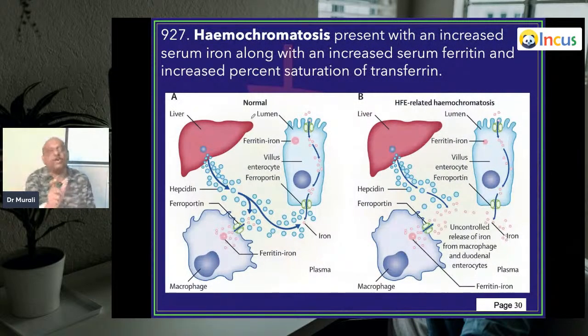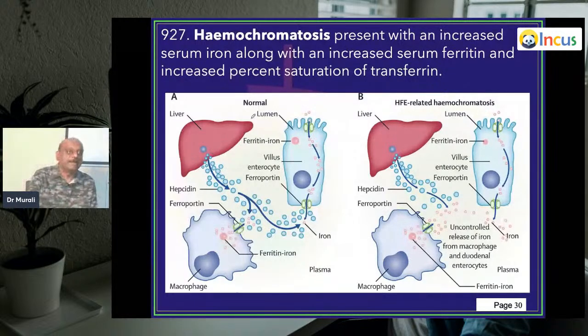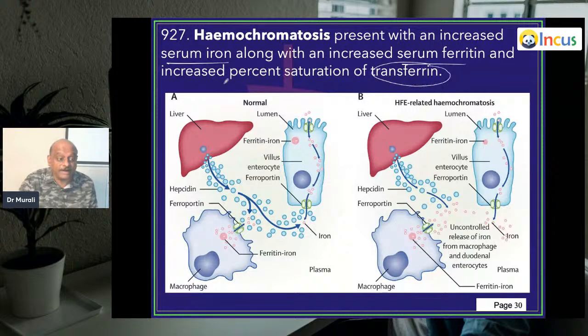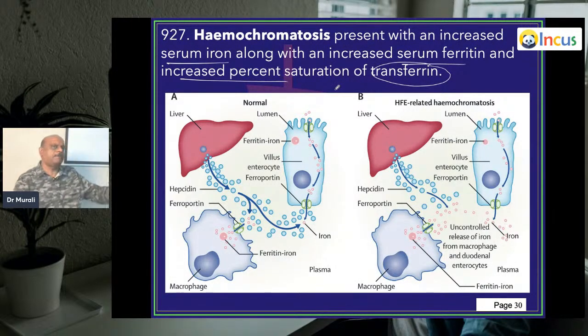One word about hemochromatosis. Hemochromatosis is a condition where serum iron is high and ferritin is high, and saturation of the transferrin with the iron is also very high. Just opposite to iron deficiency. In iron deficiency, serum iron is low, serum ferritin is low, and the transferrin saturation with iron is also low. Transferrin saturation high, serum iron high, ferritin high is equal to hemochromatosis is what you need to remember.